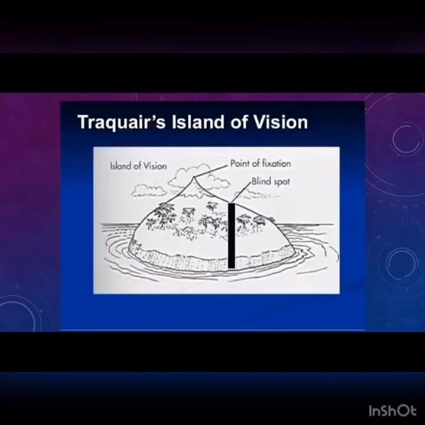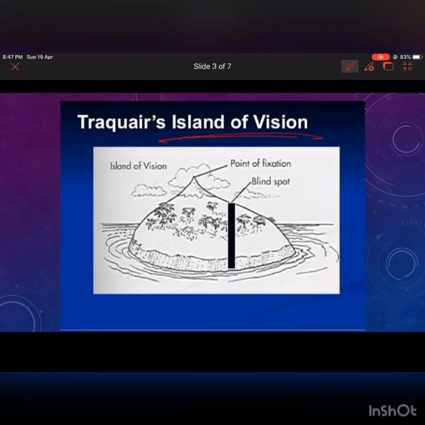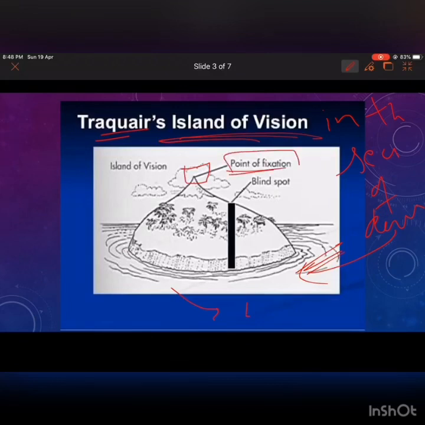That is called your island of vision. Traquair called this the island of vision, 360 degree island of vision. He called it an island of vision in the sea of darkness. So this sea of darkness is the area in the visual field you will never be able to appreciate, because your field of vision is limited. And if you point at a particular area through the fovea, it is called the point of fixation. You will have 360 degrees of field.